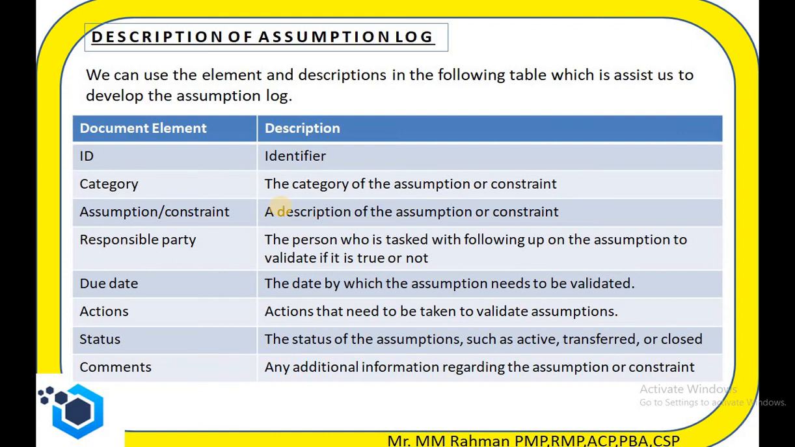Action, the actions that are taken to validate the assumption. Status of the assumption, such as active, transferred, or closed. Comment, any additional information regarding the assumption or constraint. These are the fields that should be added in the assumption log. So the assumption log is a live document during the life cycle of the project. As a project manager, we have to revisit this several times in the project.